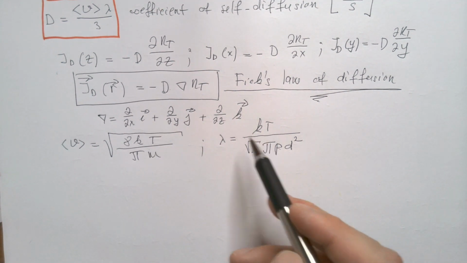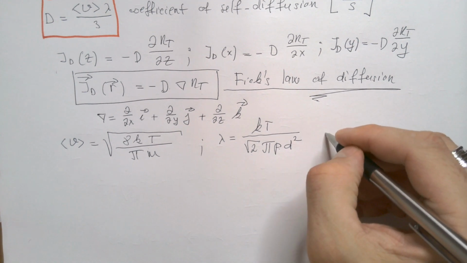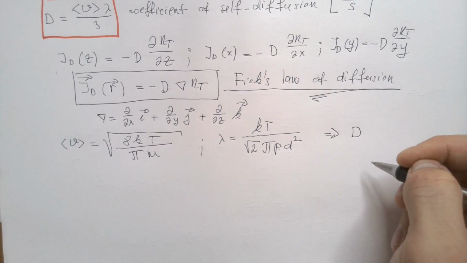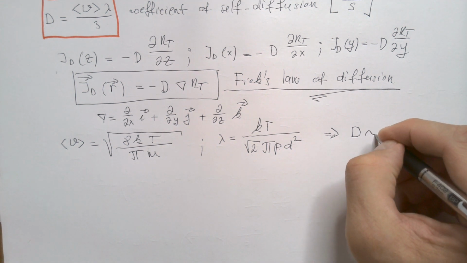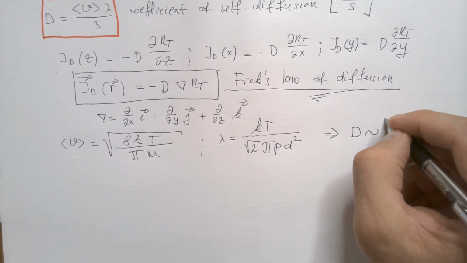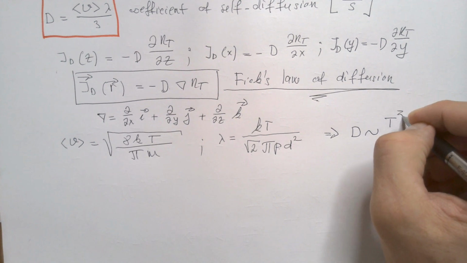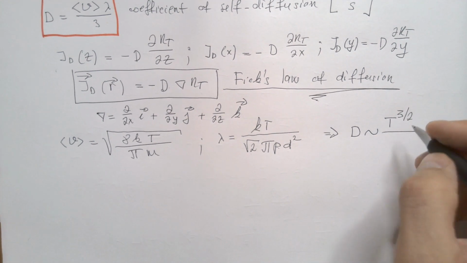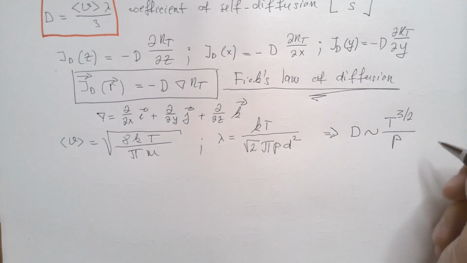Now, if you take these expressions and plug them in here, you will see that this D, the coefficient of self-diffusion, is proportional to absolute temperature to the power 3 over 2 and inversely proportional to the pressure in the gas.